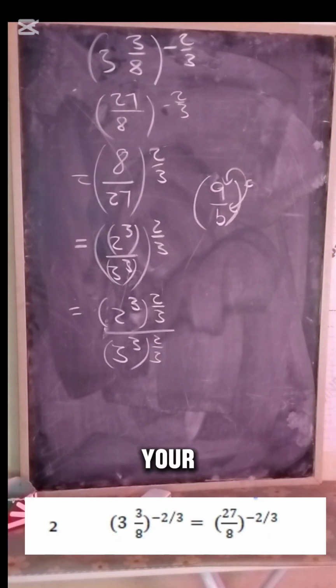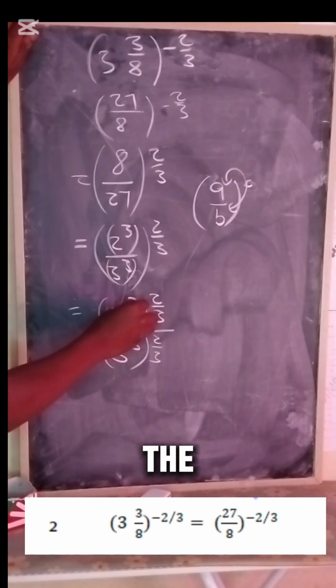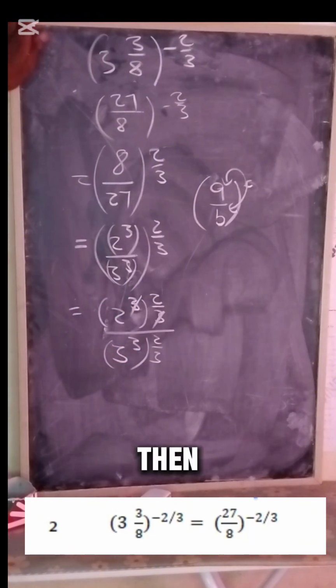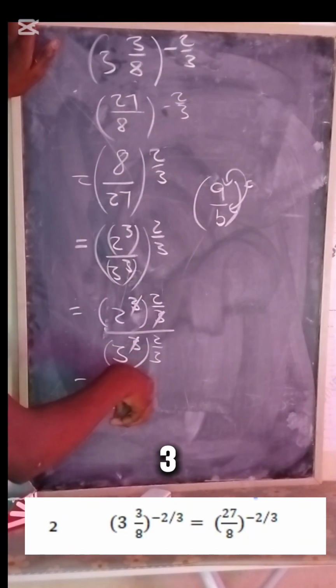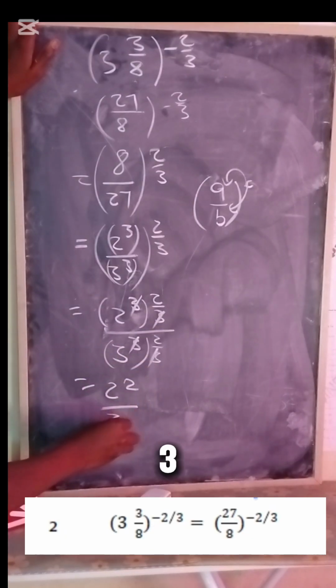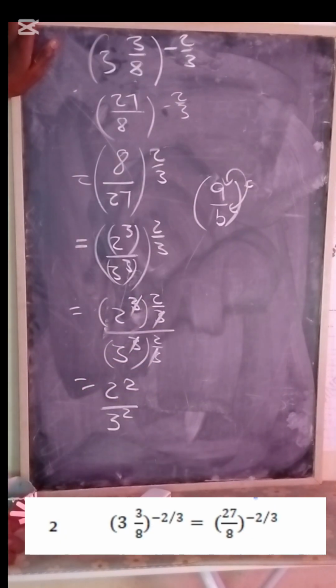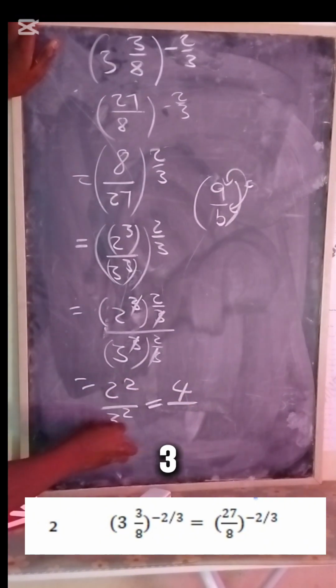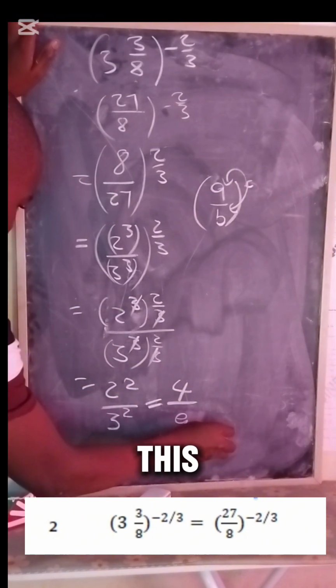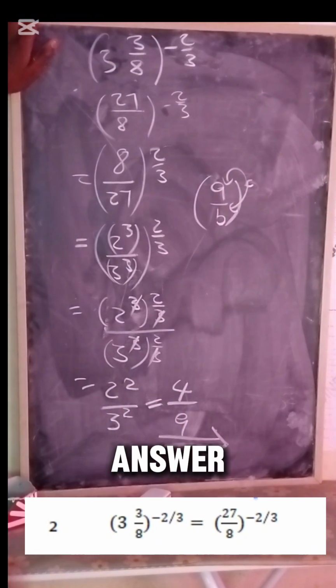From here, your life is very easy. You just do the cancelling. Cancel here, then you're left with 2 squared over, then 3 cancels 3, then you're left with 3 to the power of 2. Now you know that 2 squared is 4 and 3 squared is 9. And this is your answer.